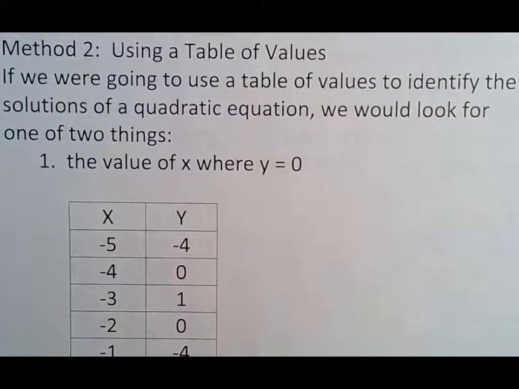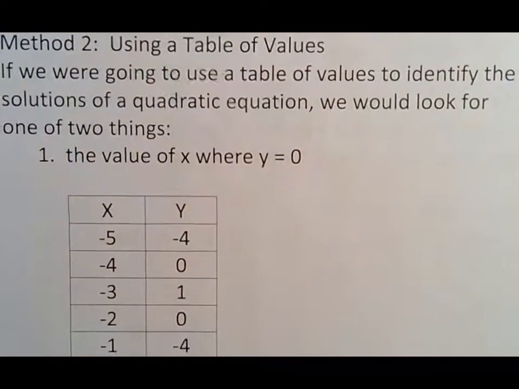Method 2 is using a table of values, and yes, it's going to be a little bit tedious, but it's to make sure that you can do it, and once I know you can do it, then you kind of move on from there. But if we're going to use a table of values, we will look for one of two things.